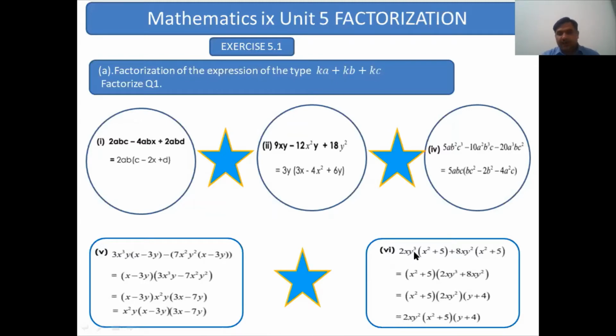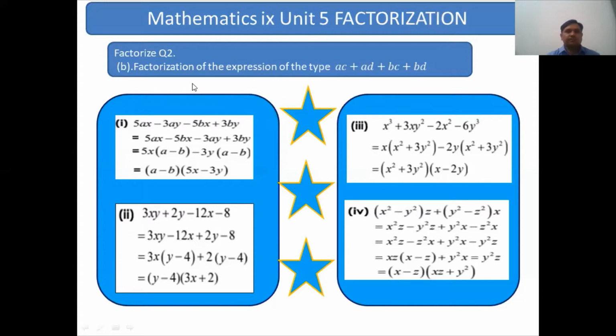Part 6, 2xy cube within bracket x square plus 5 plus x y square into within bracket x square plus 5. So we can take x square plus 5 as a common. So we are left with 2xy cube plus 8xy square. Now in these two terms we can take 2xy square common. So we are left with y plus 8. So rearranging, 2xy square into within bracket x square plus 5 into within bracket y plus 8.